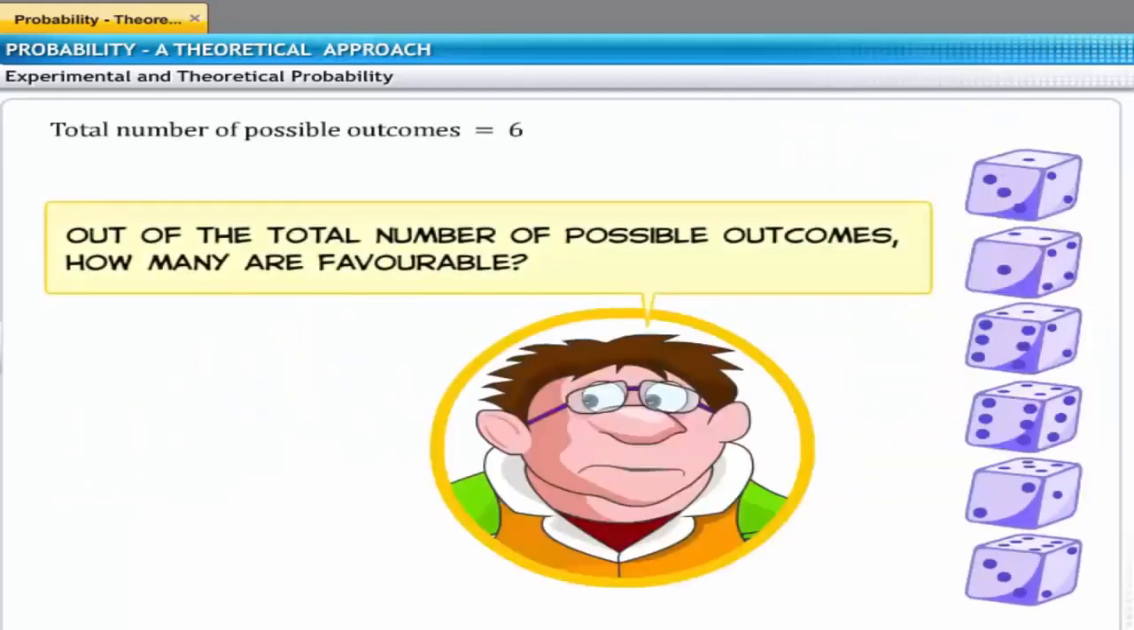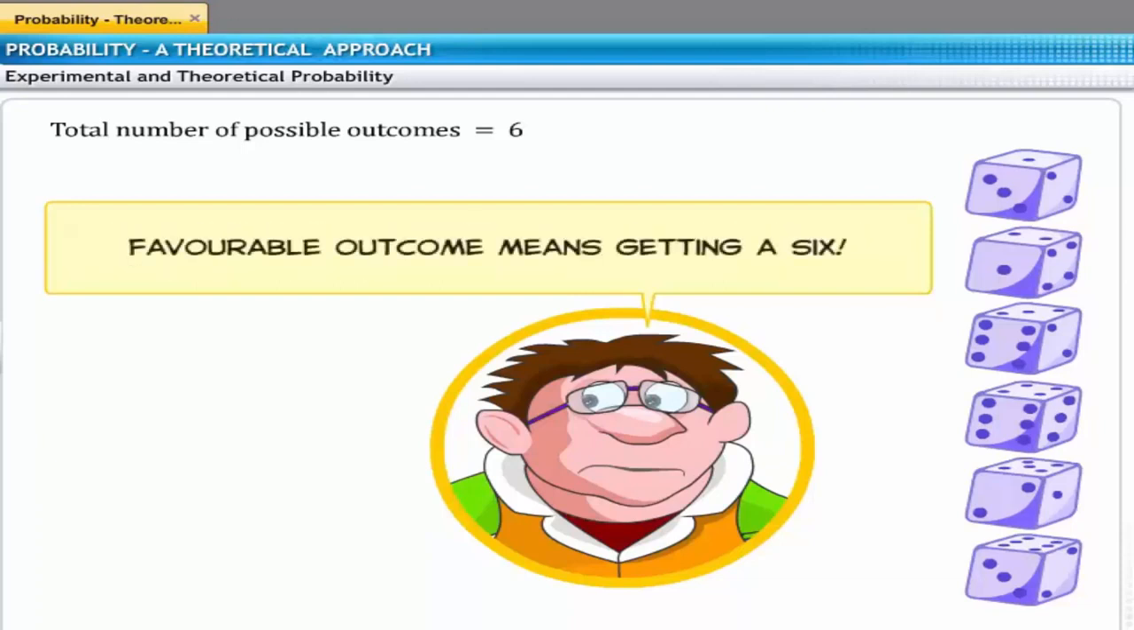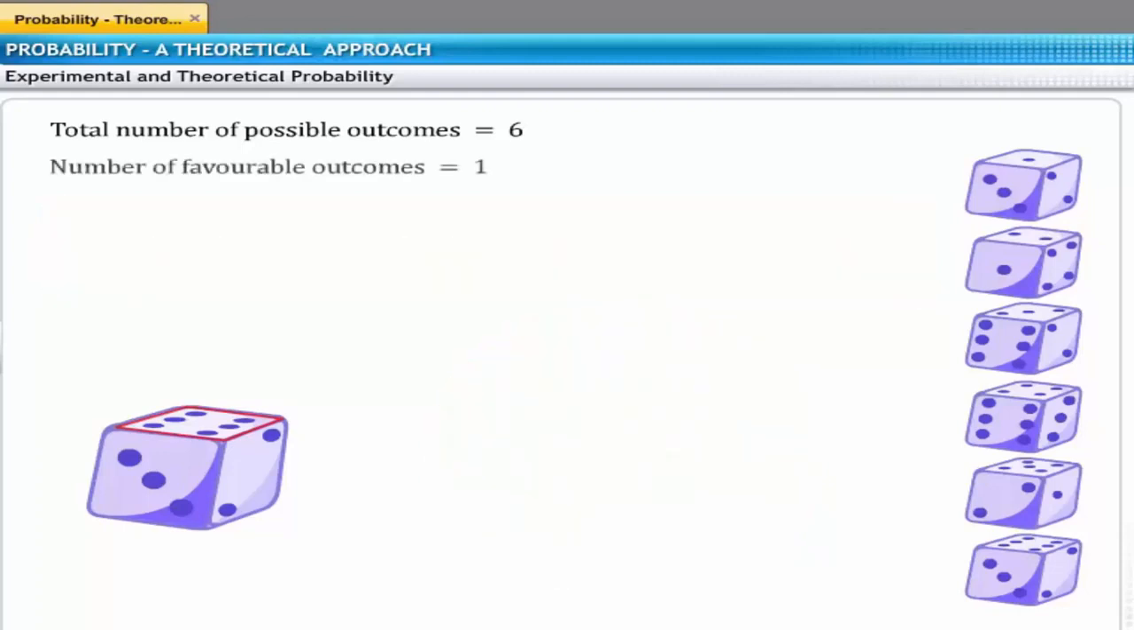Out of the total number of possible outcomes, how many are favorable? By favorable, we mean how many possibilities allow Mr. Gamerman to get a 6. Clearly, there is only one such possibility when the die rolls a 6. Thus, there is only one favorable outcome.